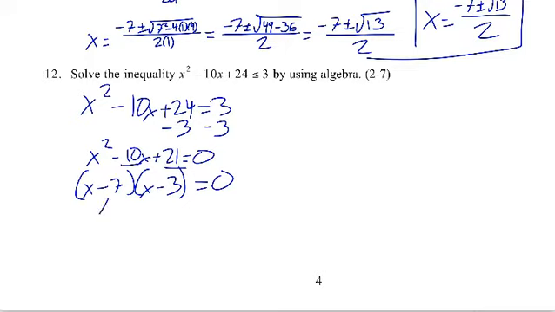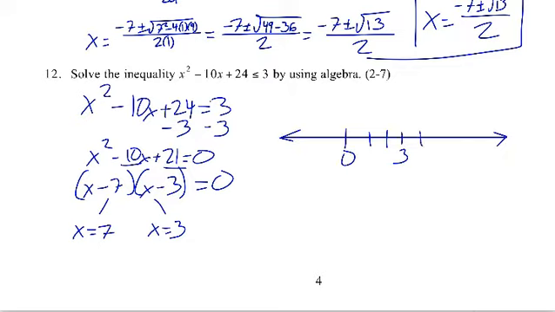So either x minus 7 has to equal 0, which means x equals 7, or x minus 3 has to equal 0, which means we have x equals 3. Now, those are not our final solutions. What we need to do now is I would advise you put things on a number line. So here's 0, 1, 2, 3, 4, 5, 6, 7. I'm going to put these above the line so it's a little easier for us to see.